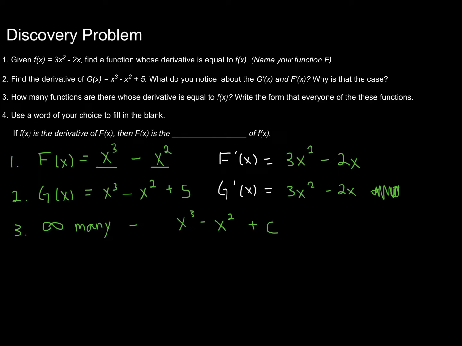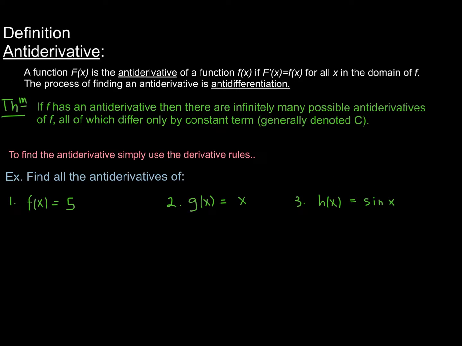So capital F is the antiderivative of lowercase f of x. Okay, so let's define an antiderivative. A function capital F is the antiderivative of a function lowercase f if capital F prime of x is equal to lowercase f of x for all x in the domain. The process of finding an antiderivative is, of course, called antidifferentiation.